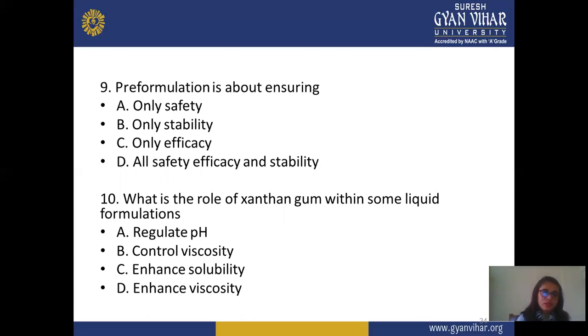And the tenth, last one: what is the role of xanthan gum within a liquid formulation? Regulate pH, control viscosity, enhance solubility, or enhance viscosity. This is regarding xanthan gum. You select A, B, C, or D out of these four options, any one option. This is all about the question part.